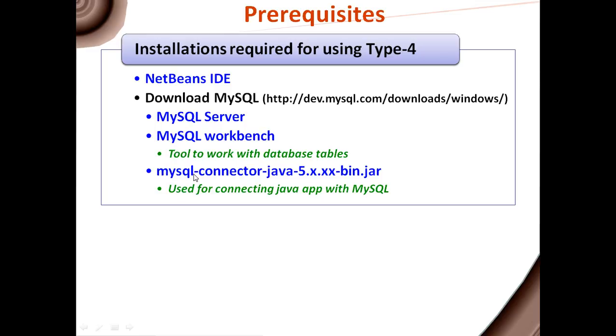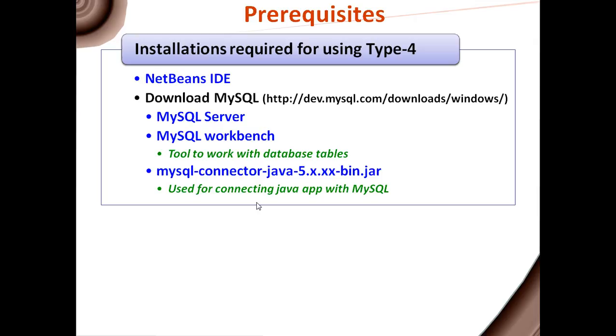Then we are going to make use of something called a connector, which is a pure Java driver or a thin Java driver, which is essentially a jar file. The versions could be different for you, so it is written as MySQL connector Java, 5.xxx, bin.jar. It's used for connecting with the MySQL database, and a Java application makes use of such a connector. It's written in pure Java. So these are the three things that a developer has to first download and keep ready before we actually start doing the coding.